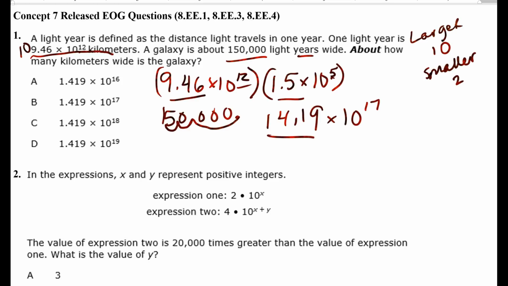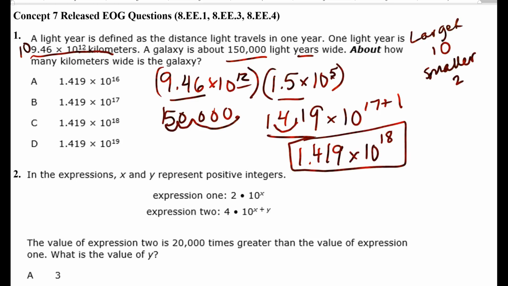So this is not in scientific notation. Will you see this tonight for your quizzes? Yes, you will. Will you be wrong? Yes, you will. We need to take, so we need to give. So we get 1.419 times 10 to the 18th power. That is our answer. So tonight on your quizzes, you're going to be asked to basically do word problems with scientific notation.